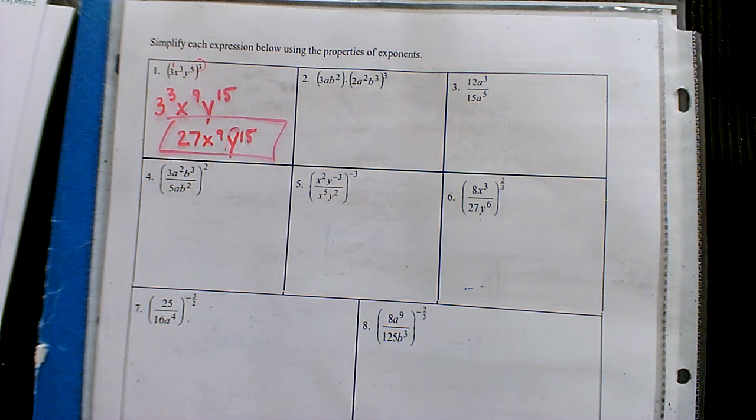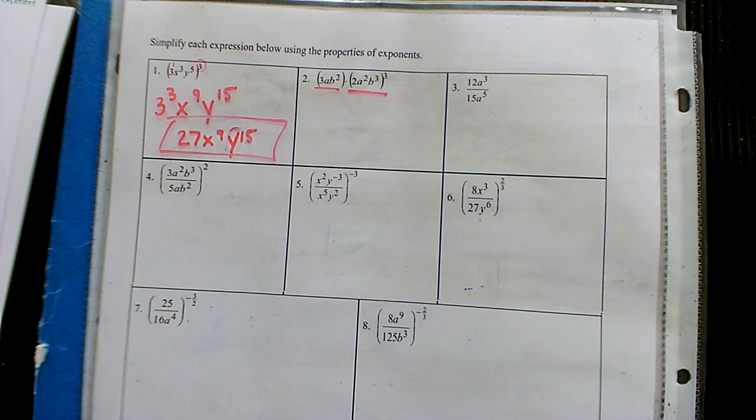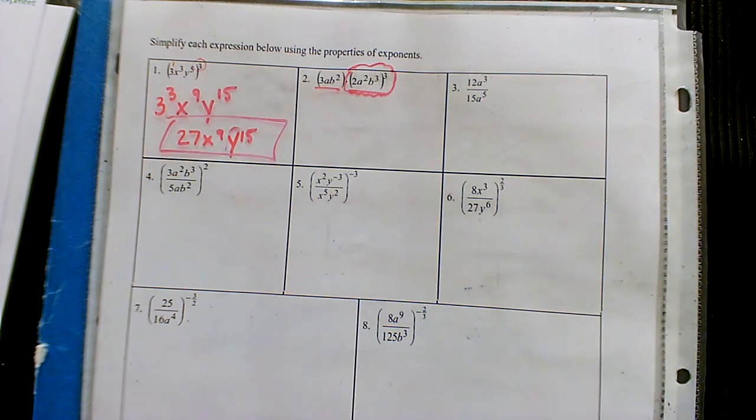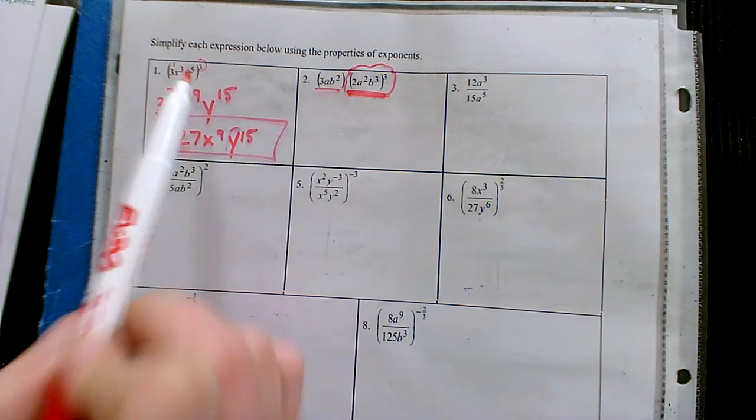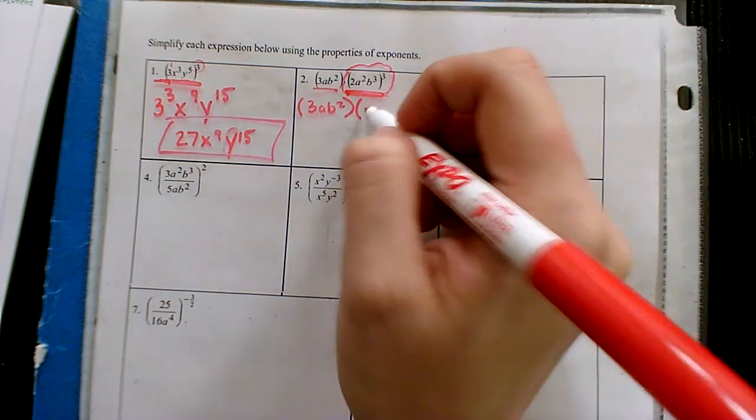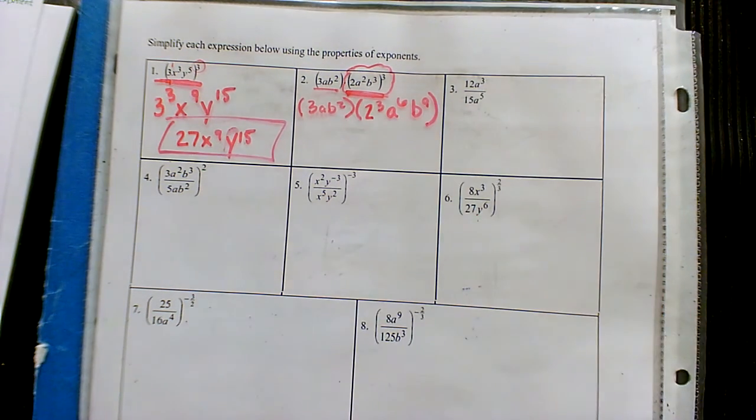Sometimes though we might have to use more than one property. So moving on to 2, notice how we are multiplying some terms together. But if you think about your order of operations, parentheses and exponents come first. So we really should work on this second term initially, because we have that outside power of 3 that's kind of dictating something. So maybe we can do something with this term like we did with our first example. We have a power to a power. So this would be 2 to the 3rd, a to the 6th, b to the 9th.